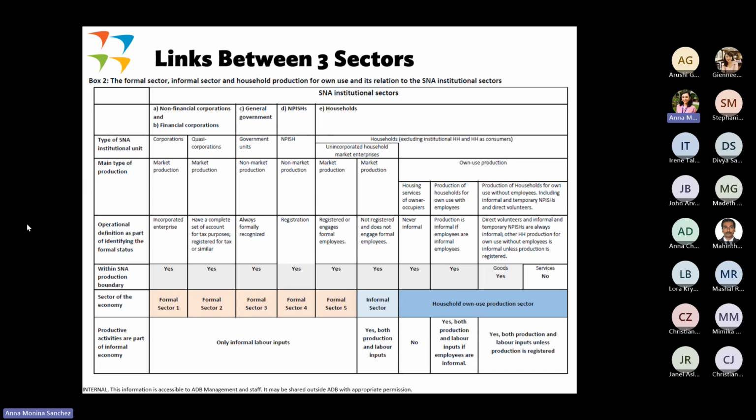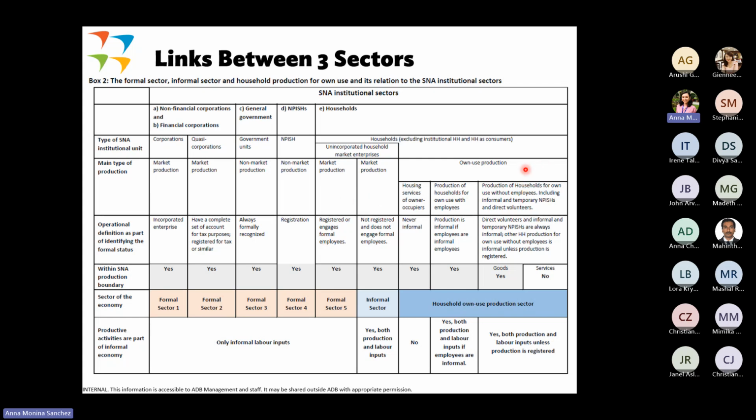So in terms of operational definition, you can just take a look. Of course, your corporations would be incorporated and would have a complete set of accounts. Governments would always be formally recognized, of course. NPISH can be registered, some of them perhaps not. Households may be registered or they may engage formal employees. There are also households that are not registered or may not engage formal employees.